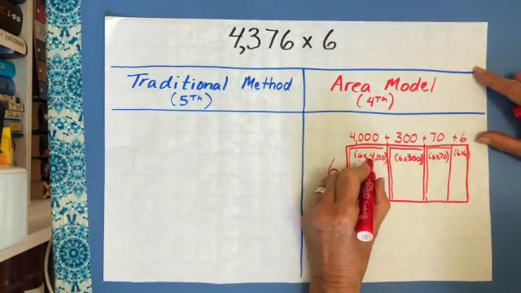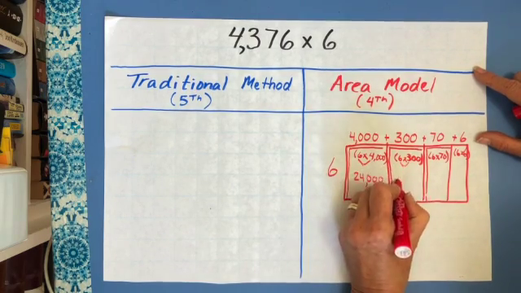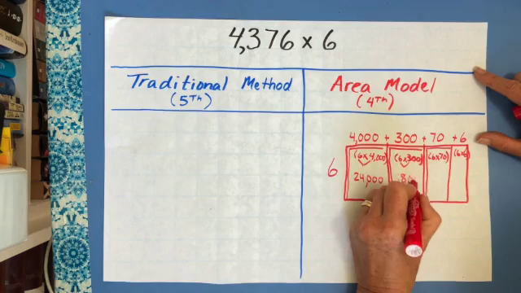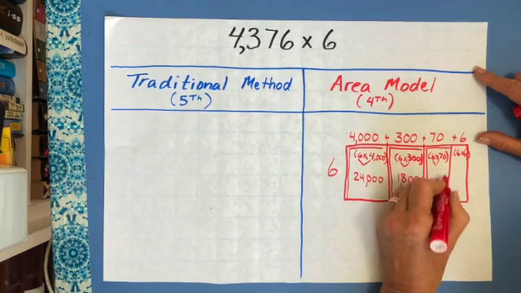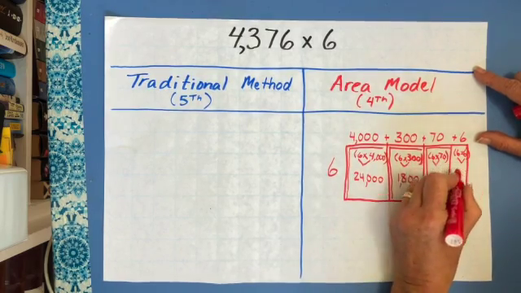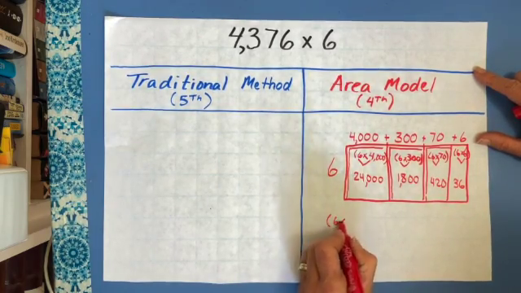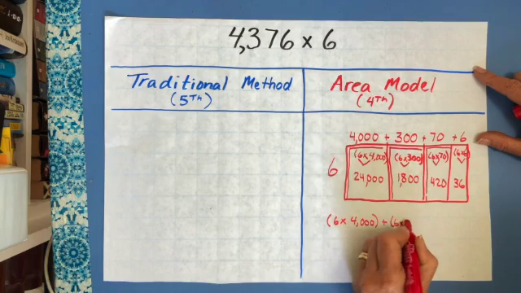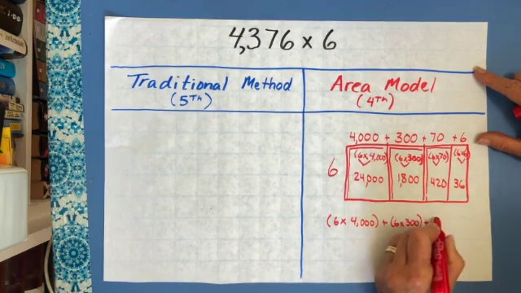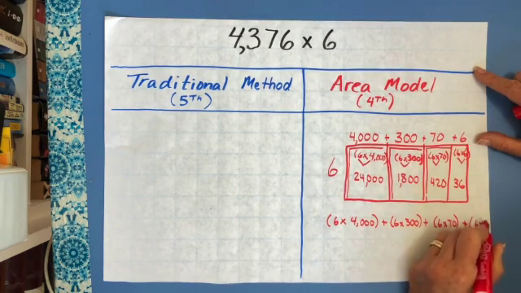Now I'm going to find out what they equal. So 6 times 4 equals 24, and I've got 3 zeros. 1, 2, 3, comma. 6 times 3 equals 18, and I've got 2 zeros. 1, 2, comma. 6 times 7 equals 42, and I've got 1 zero. 6 times 6 equals 36. Now to write it as a partial product expression, 6 times 4,000 plus 6 times 300 plus 6 times 70 plus 6 times 6.